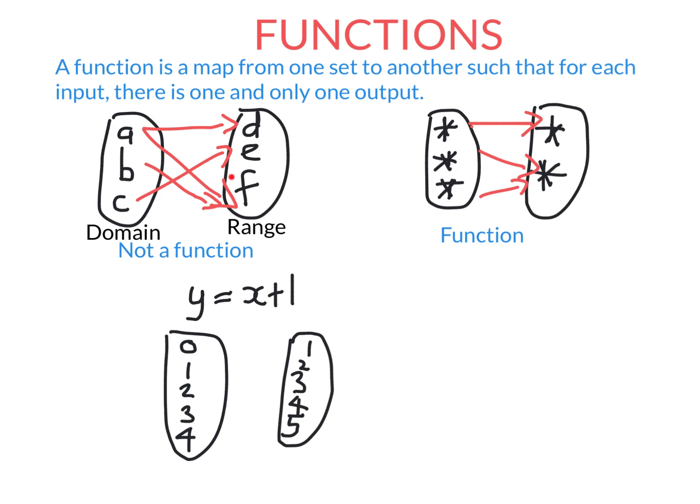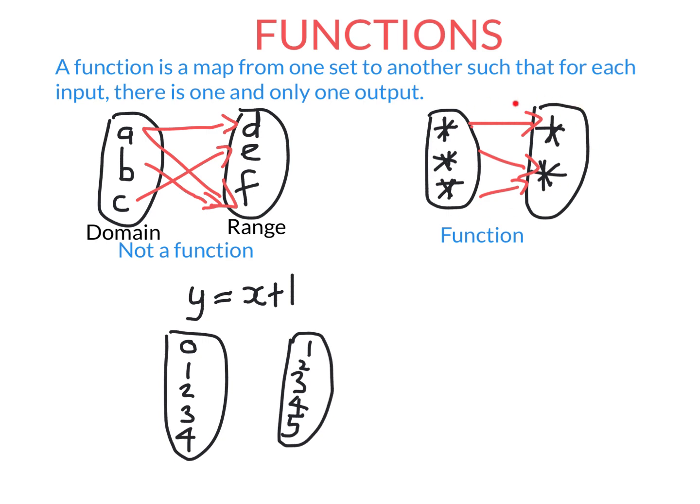So this map, as indicated by the arrows, is not a function. A function requires that you never have an element in the domain, an input value, that's mapped to more than one output value. So here A, an input value, is mapped to both D and F. So just having one input that maps to multiple outputs is sufficient to conclude that it's not a function.